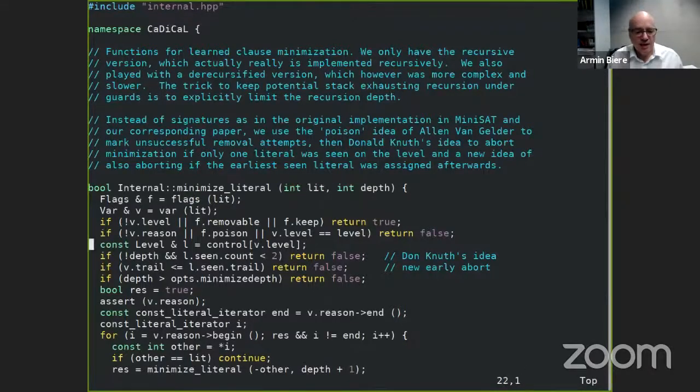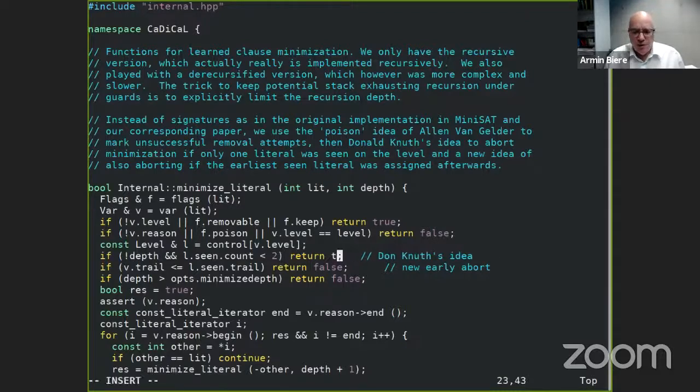The reason is that minimization means that as soon as you go to a decision level where you want to remove a literal, this decision level will not go away, because we always propagate on a decision level until conclusion. Therefore, if you count how often you have seen that level during conflict analysis, and this count is less than 2, then just give up. It won't be possible to do this.